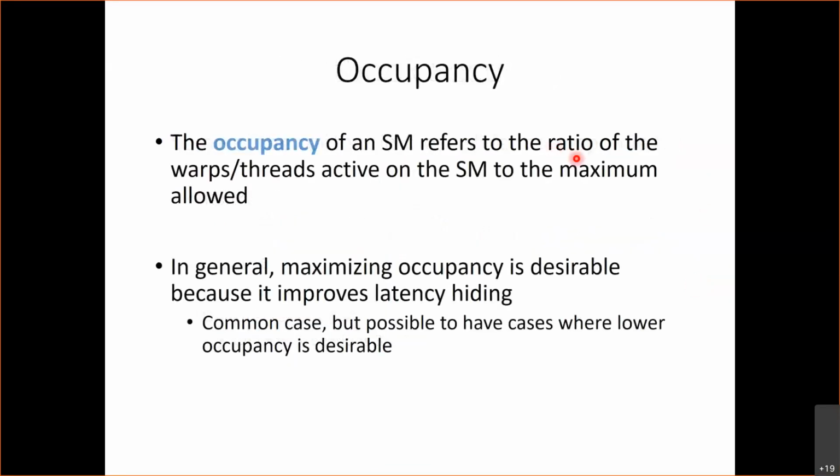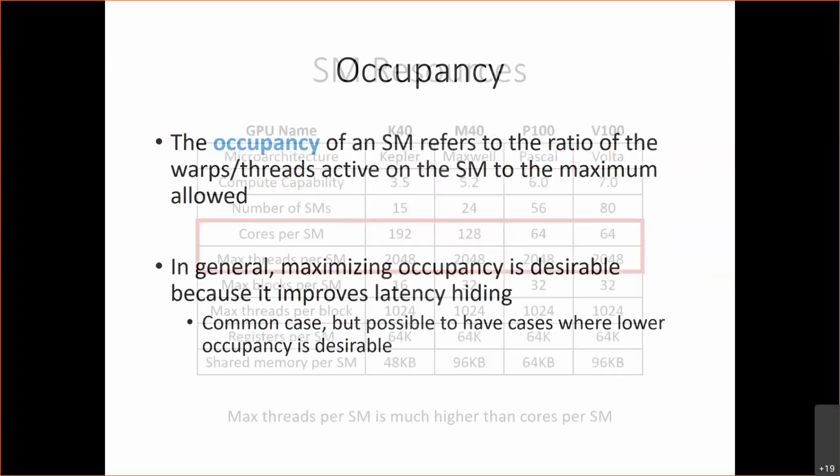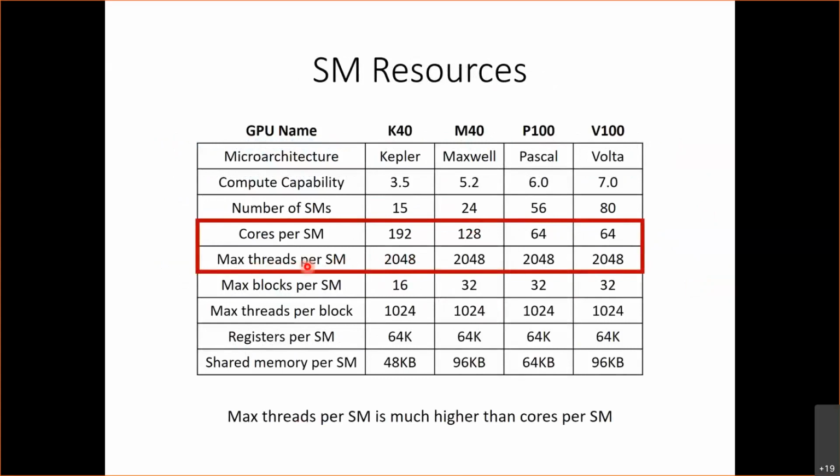So occupancy is the ratio of warps or threads that are active on the SM to the maximum allowed. If we go back to our previous slide, we said that the maximum threads allowed per SM is 2048, even though the number of cores per SM is 64. So ideally, I want to always have 2048 threads in my SM. But if I configure my block incorrectly, for example, or I am forced to not have 2048 threads per SM, then I will have fewer threads in the SM and I will not have full occupancy.